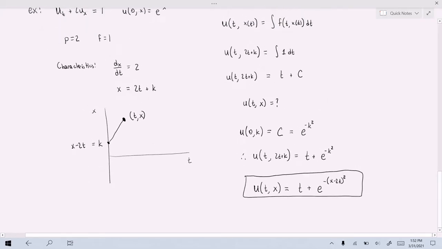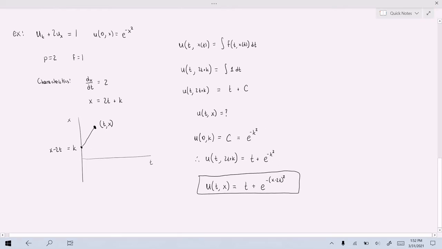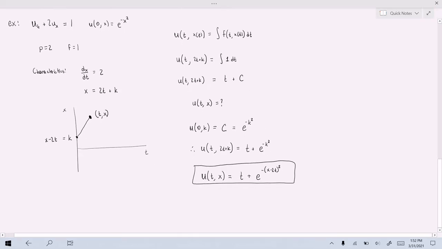All right, so let's also go ahead and double check to see that this solution actually works. I won't do it for every example, but maybe I'll just do it for this example one more time in the video. If I plug in 0 for t into what we found for this solution, we do end up with e to the negative x squared. So the initial condition is satisfied.